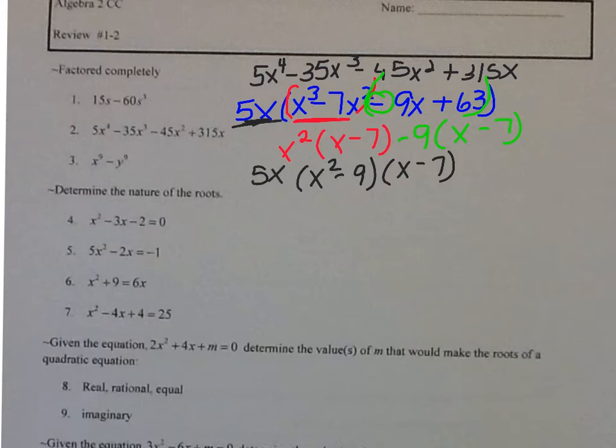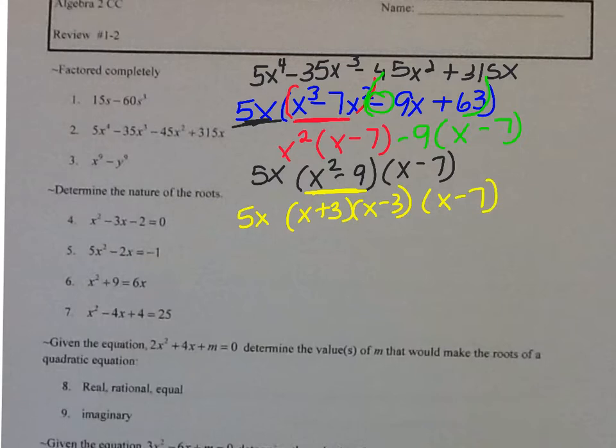All right, look inside the parentheses. I notice right here, that's the difference of 2 perfect squares. So that's x plus 3 and x minus 3. Bring down the GCF and bring down the x minus 7. Now it's factored completely.